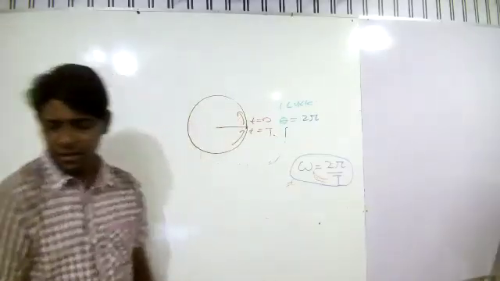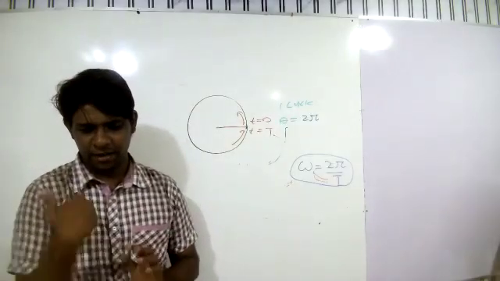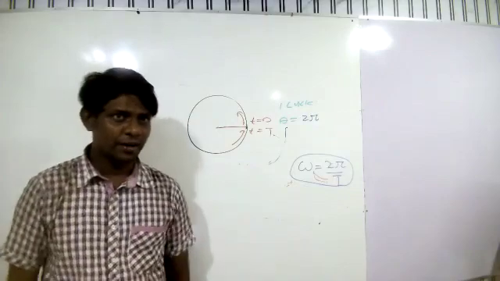Definition: frequency is the number of cycles completed per unit time.